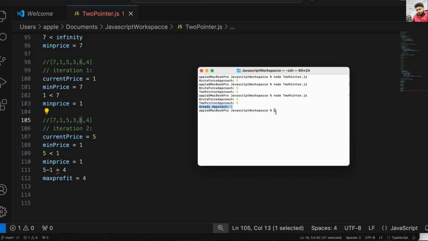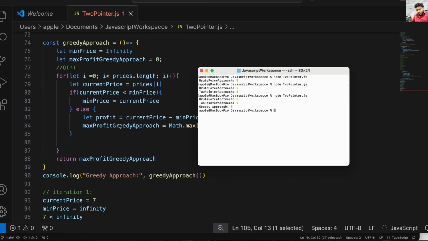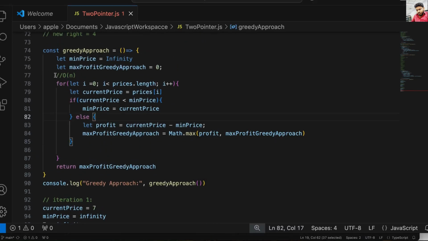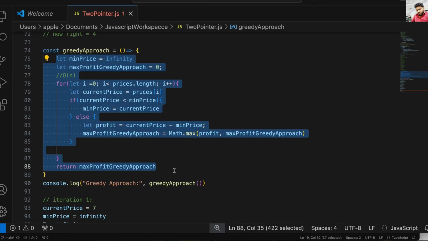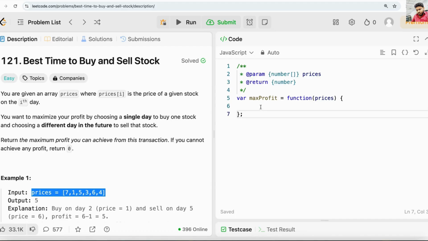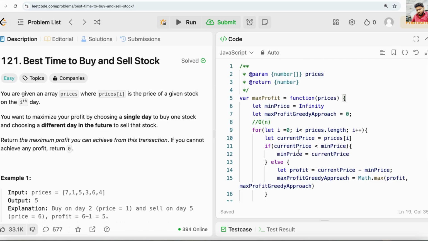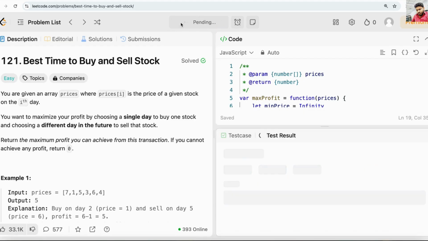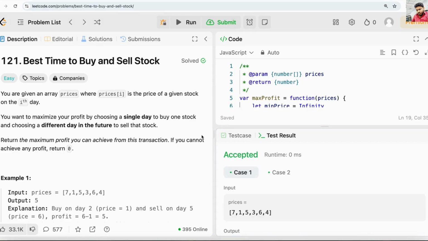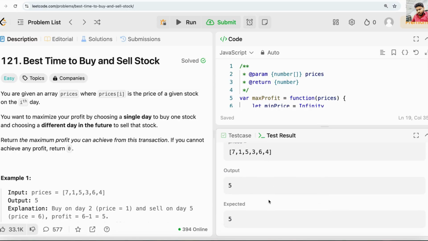We already ran the code, right? We are getting the 5. So now what we are doing, we are going to update our solution. We need to add our solution in LeetCode, and we will check what output we are getting. Okay, now I run this code. Yeah, all the values are accepted because we are getting the expected output.